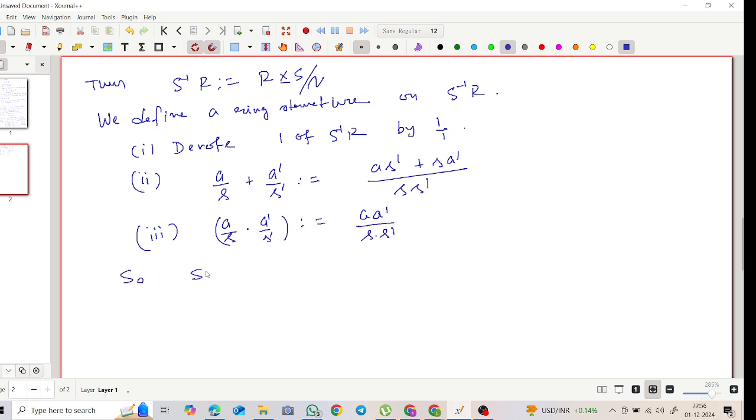So S inverse R is a commutative ring with unity being this, 1 by 1. Okay, so S inverse R is a ring.